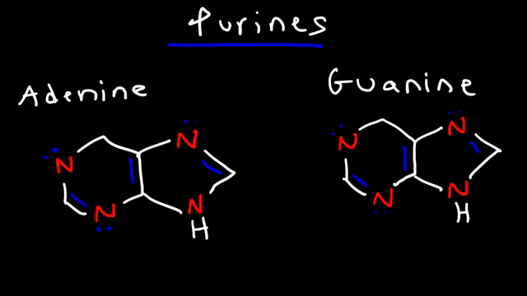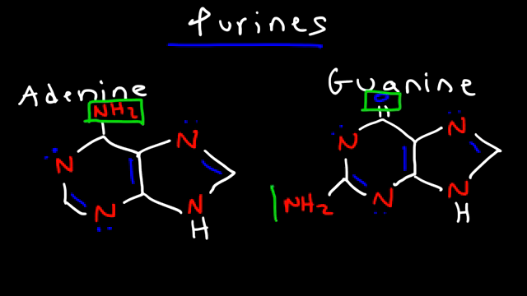Now adenine has an NH2 group on this position right here. So that's where it's different relative to guanine. Guanine has an NH2 group towards the right. And at the same time, it has a carbonyl group in this location. So if you remember that, it can help you to draw these 2 structures. So that's the difference between adenine and guanine.